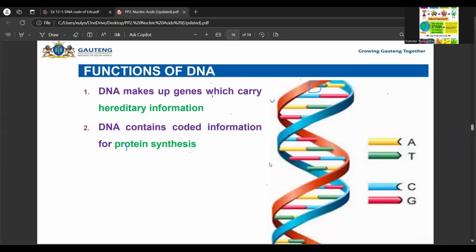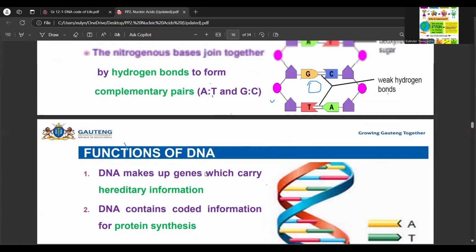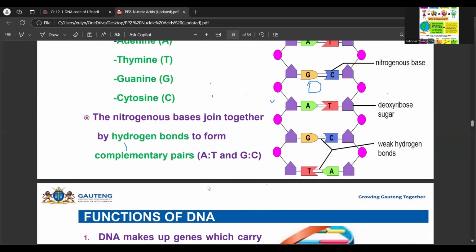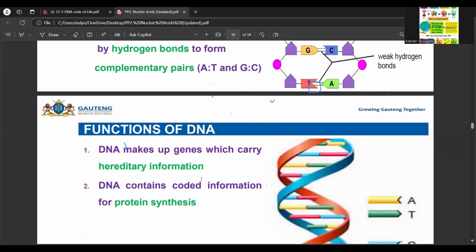Right. Now let's move on to the function of DNA. I think we are done with the structure. Oh, before I forget, we are supposed to talk also about the ladder-like structure. The DNA is a ladder-like structure. Those are the things that you should include also, a ladder-like structure, right? Then let's move on to the functions of DNA.